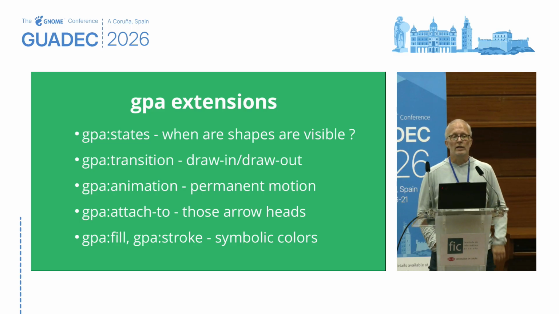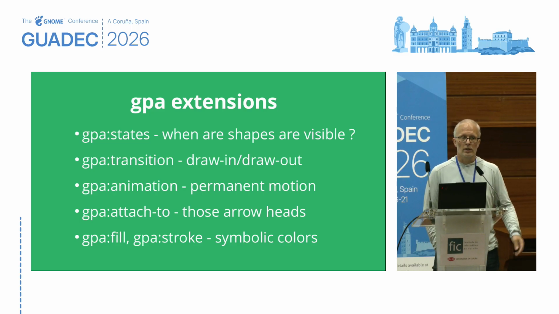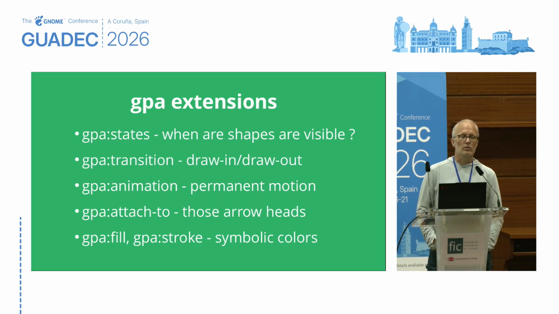So in short, I needed to have some state somewhere so that GTK pass paintable object has a state property that you can set programmatically. And in the SVG content that it loads, there's this GPA states attribute that you can put on shapes to declare which states they should be in or not in. And then there's these GPA transition attributes which let you specify how you want this transition to look from one state to the other for this shape.